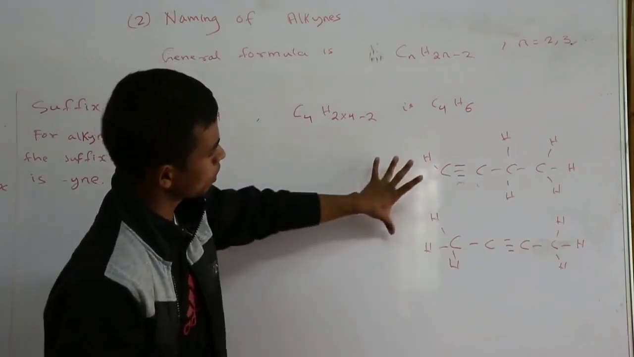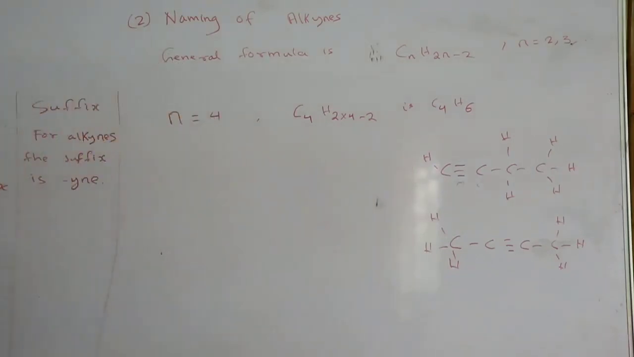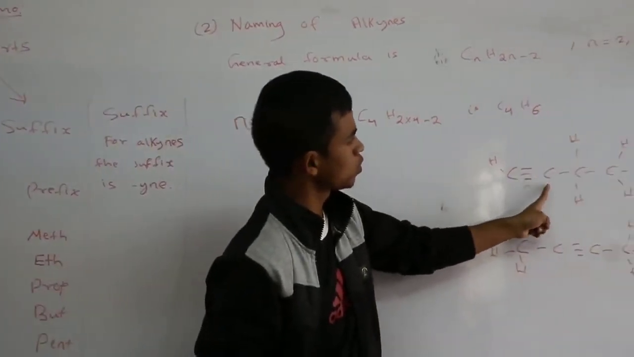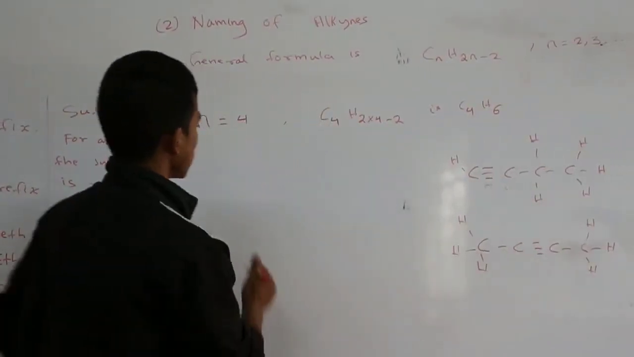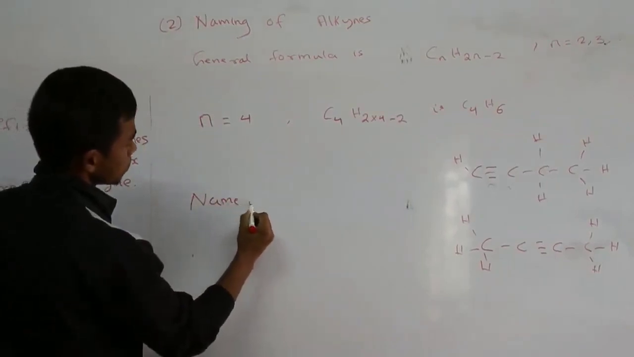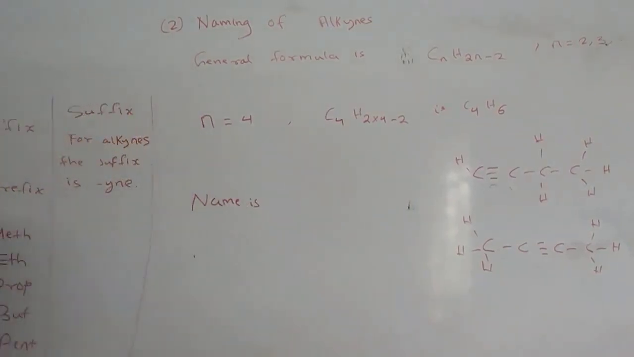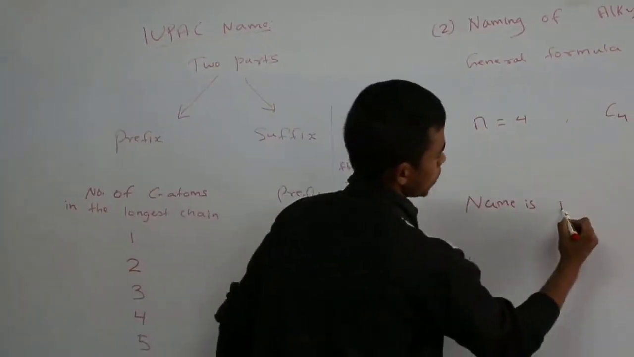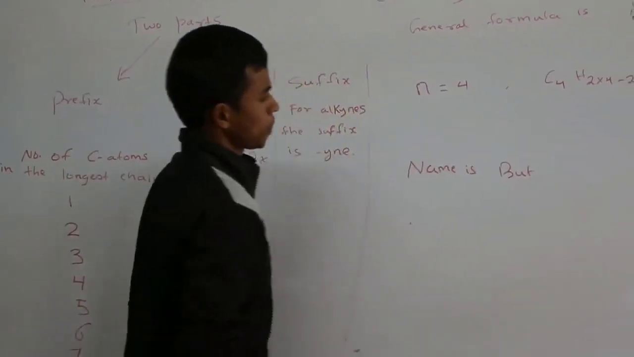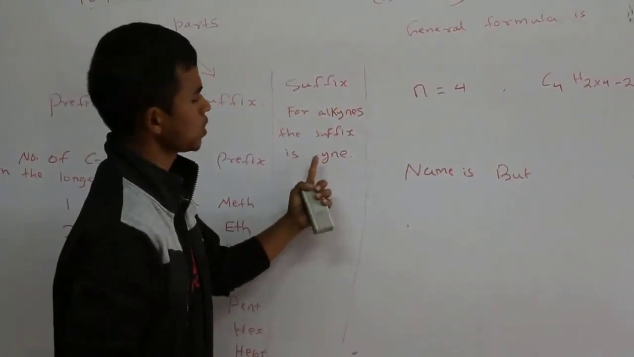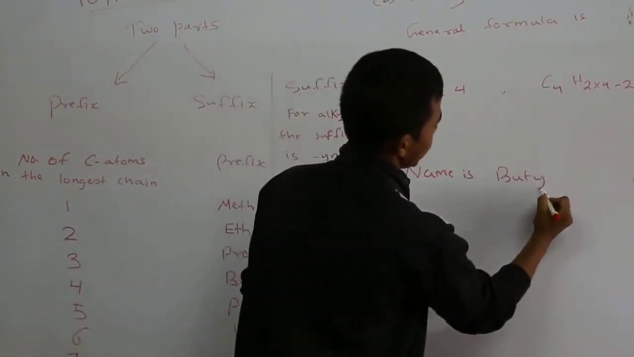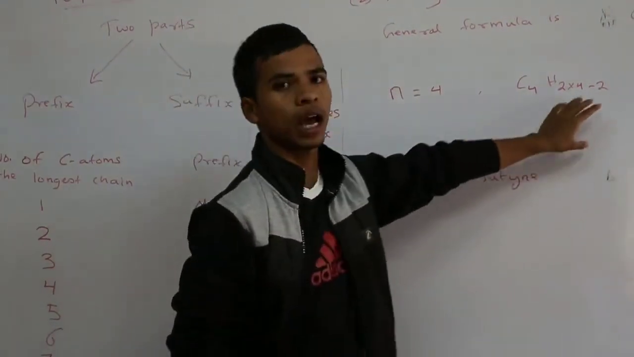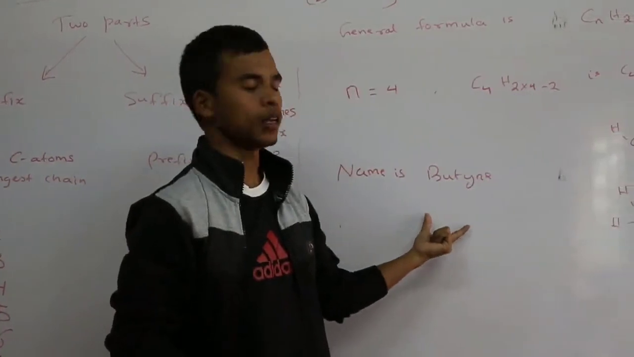Now, how do we name this? We name this by the rule that we have. So there are 4 carbon atoms, 1, 2, 3, and 4. So the prefix, for 4 we have but. So the name will be but, and the suffix for alkynes is yne. So this is the IUPAC name of this hydrocarbon, butyne.